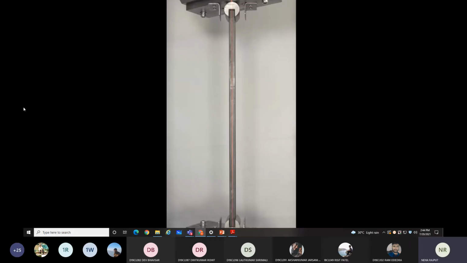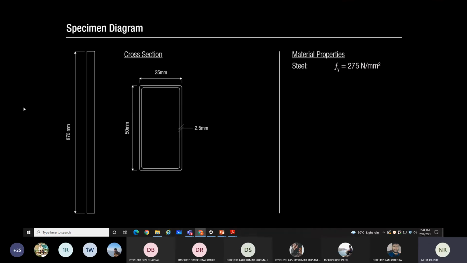This video shows a pin-ended column of intermediate slenderness being tested in compression. The specimen is a rectangular hollow section made from structural steel. The length has been chosen such that there is an interaction between the failure of the material and failure by buckling instability.